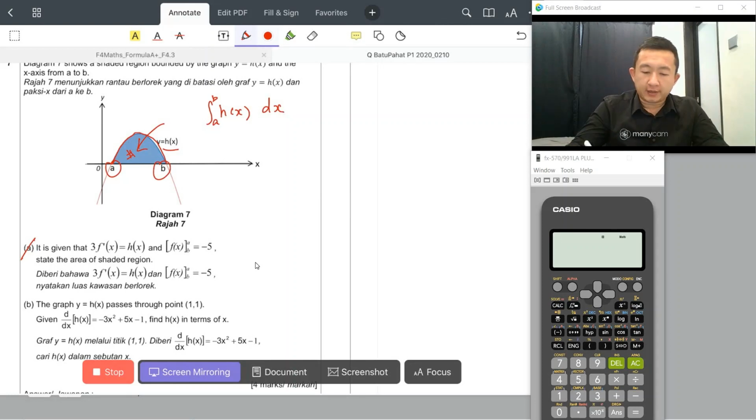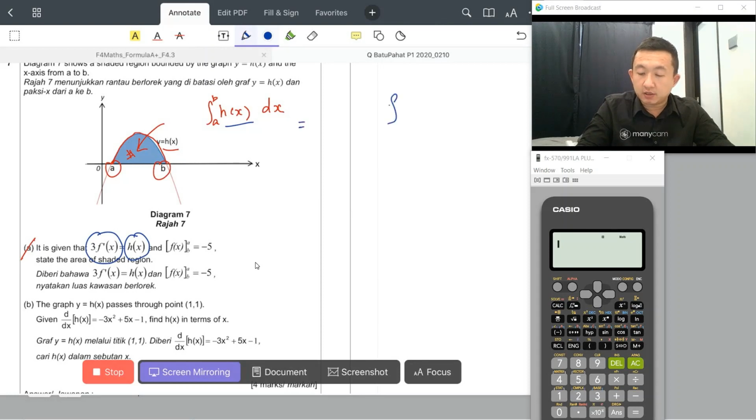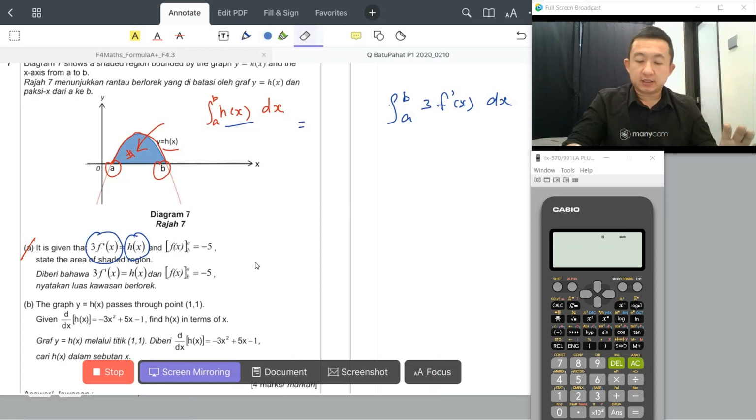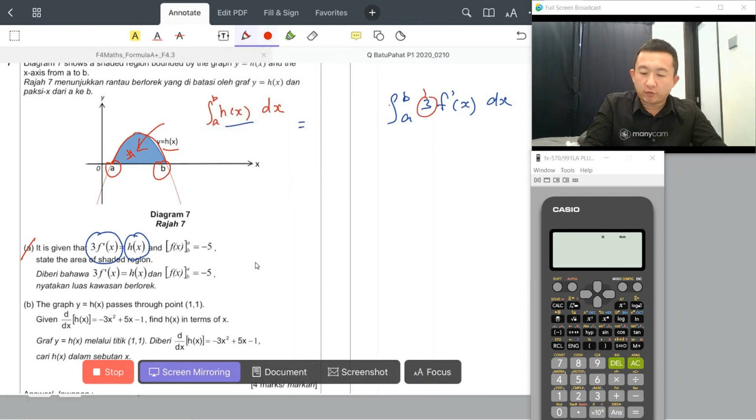Let's continue with this hx. We know that hx equals to 3f prime x. Can we replace hx with 3f prime x? Yes, of course. Then we have the integral from A to B of 3f prime x dx. I only change from hx to 3f prime x because they are equal in value. Whenever you have a constant, you can always bring it out, so we have 3.